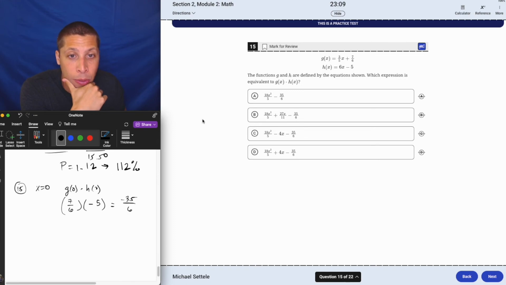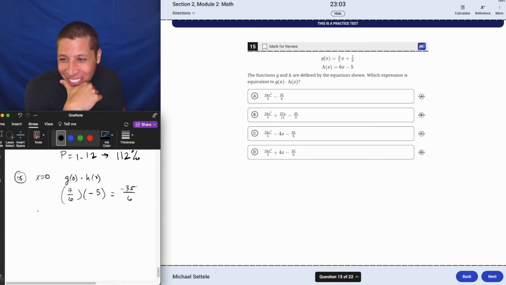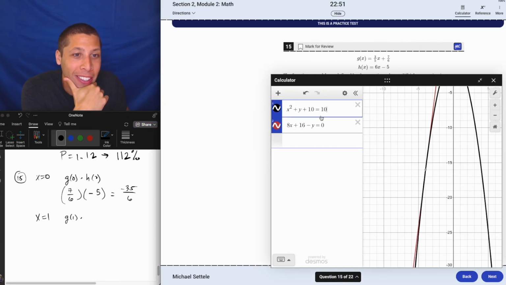Well, A would give us that, so that works. B would give us that. C would give us that. D would give us that. Should have thought that through. Okay, no big deal. x equals 1. So g of 1, and yeah, this is maybe tedious. Screw it. Let's go to Desmos.